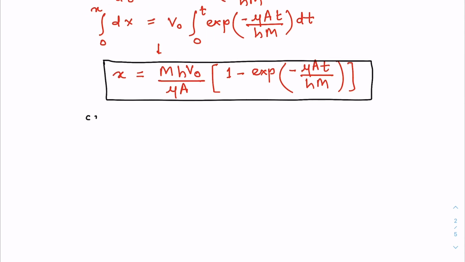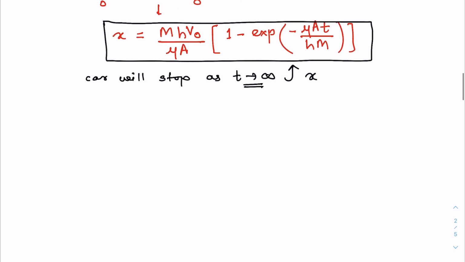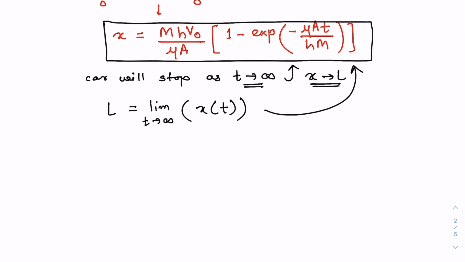Now the car will stop as time goes to a very large value. So eventually the car will stop. So we will basically use this limit, time going to infinity, in the above equation. x will approach the stopping distance L in that case. So L is basically the limit t tending to infinity in the expression of x of t, which is this. And if you substitute it, you will find out that L is equal to m h v naught by mu a.